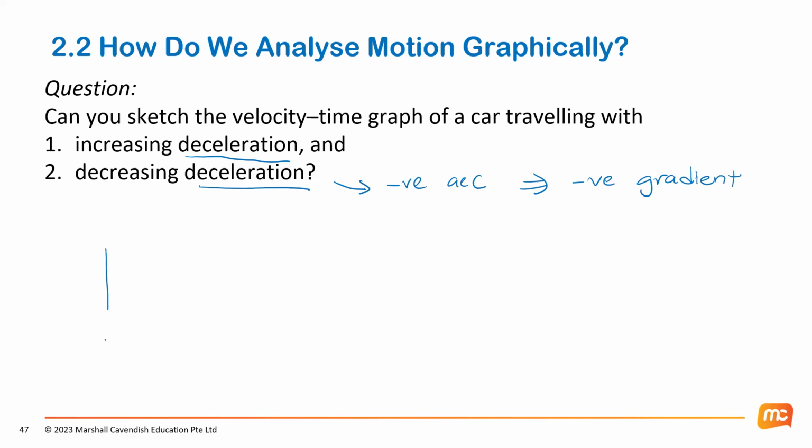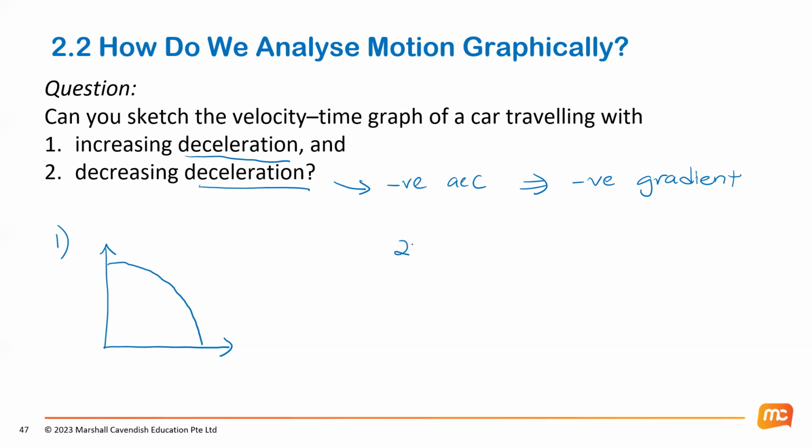So if I have increasing deceleration, the first one, it means my slope should be getting steeper and steeper, but negative gradient means I am sloping down. So it should look like this. Number one is sloping down, so there's negative gradient, which means negative acceleration, also means deceleration, and my steepness is increasing. I'm getting more and more steep, from gentle, almost horizontal, to very steep.